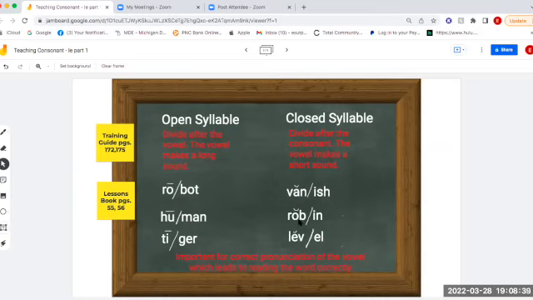And same for level. We divide it after the V. That consonant closes that vowel. That E makes its short sound, lev, level. So this is a very important skill that the kids need to know how to do so that they're able to read many of the words in this consonant LE lesson.